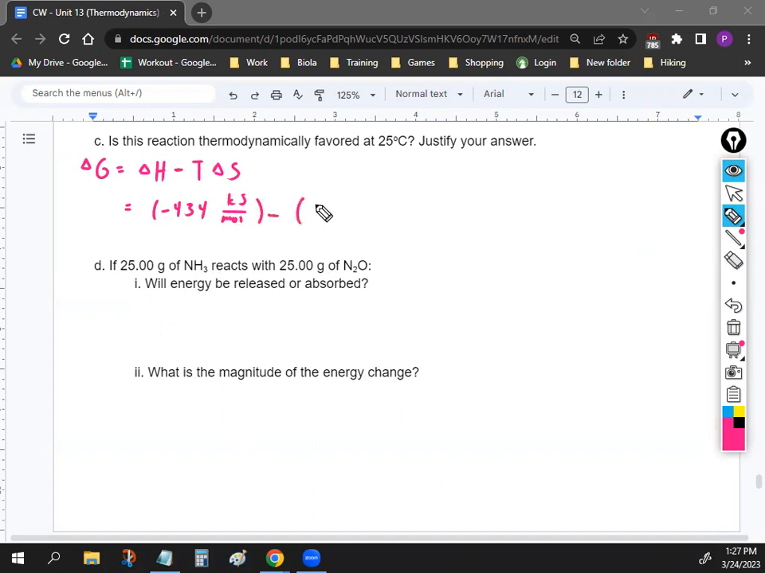Okay, minus, and then since it's 25 degrees Celsius, make sure you convert it to Kelvin. And then it's going to be 0.289 kilojoules per mole Kelvin. And if we do that, what that allows us to do is cancel out the Kelvin. And then we can just solve from there. You plug into your calculator and you should get negative 520 kilojoules per mole. Okay, and that is your delta G.